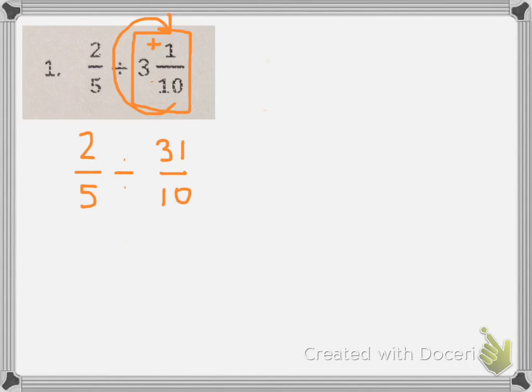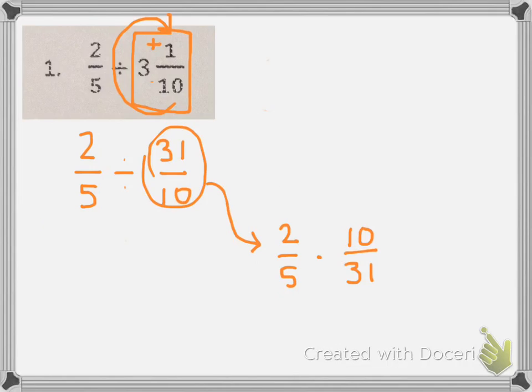31/10. But same thing, I can't divide by a fraction, so I'm going to rewrite this and multiply by the reciprocal. So I'm taking this fraction and flipping it. That's my reciprocal. And now I can get an answer here. Before I multiply, I'm going to simplify. I know that 5 goes into 5 once and 5 goes into 10 twice. So it's going to make things easier. And then my answer is 4/31.